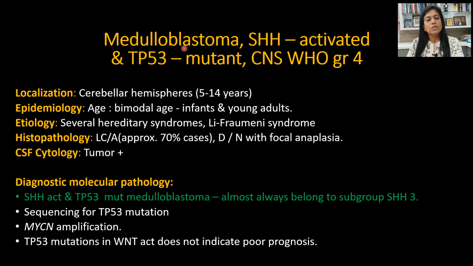So coming to this SHH activated P53 mutant group, the predominant histopathology here is the LCA, large cell anaplastic type, in approximately 70% of cases, indicating it is an aggressive tumor. They are associated with several hereditary syndromes and TP53 germline mutations, that is Li-Fraumeni syndrome. And most of the time, CSF cytology is positive for these tumor cells.